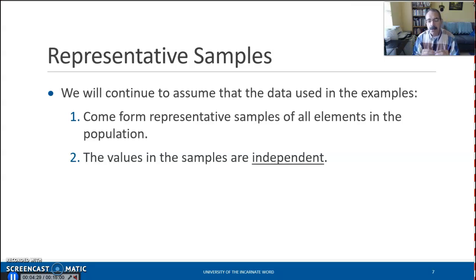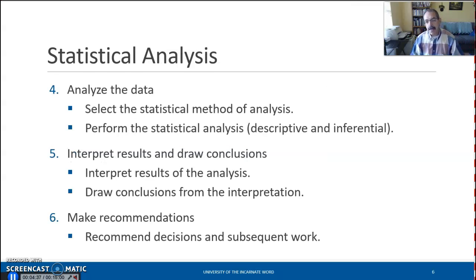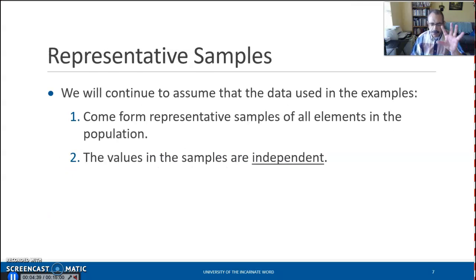In real life, we will have to ensure that this is done properly following our method for a statistical analysis. Remember, we're making two big assumptions, but we are not really in a practical situation. We're trying to learn the different methods of analysis.